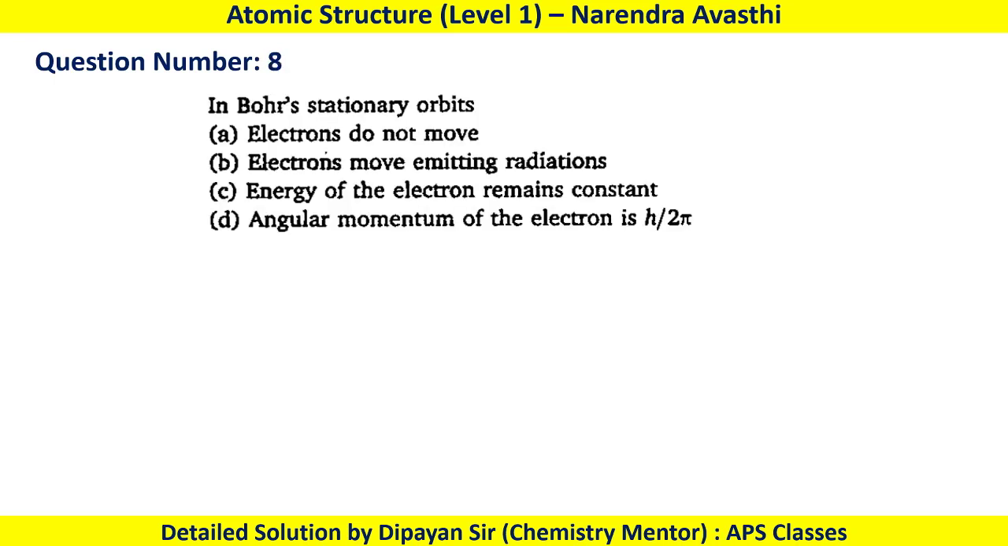In question number 8, the Bohr stationary orbit is asked. According to Bohr, a stationary orbit is a specific orbit where there is no change of energy for the electrons. So for question number 8, option C will be the correct option. Energy of the electrons remains constant.